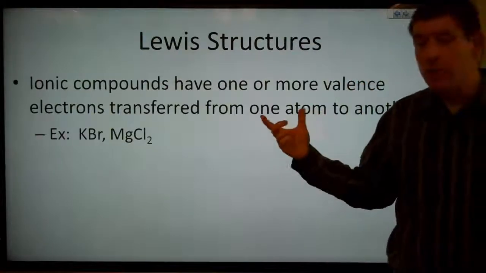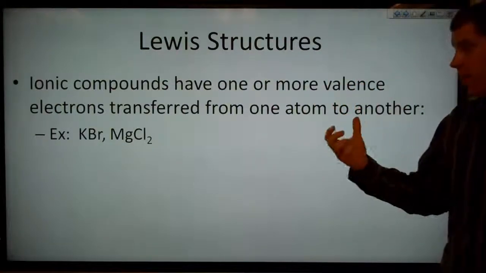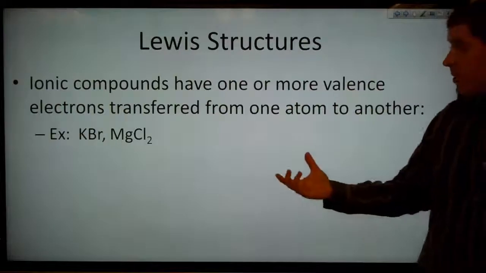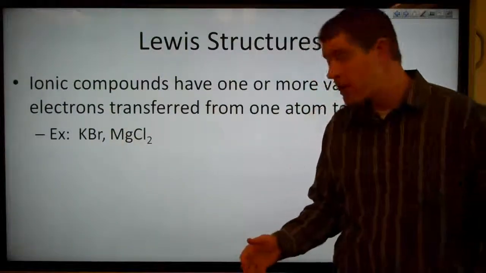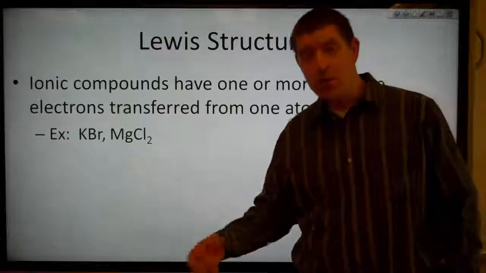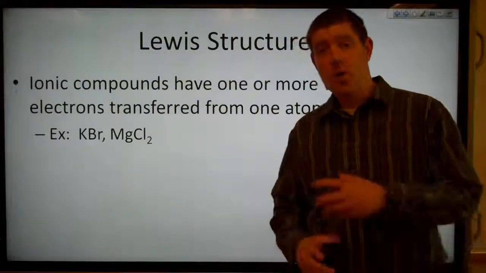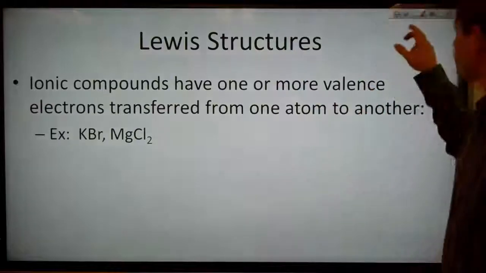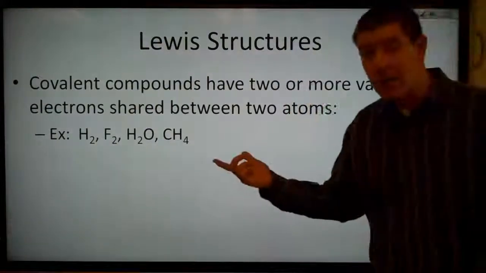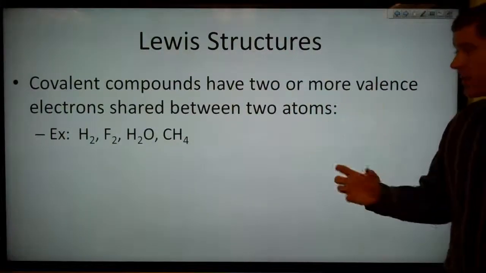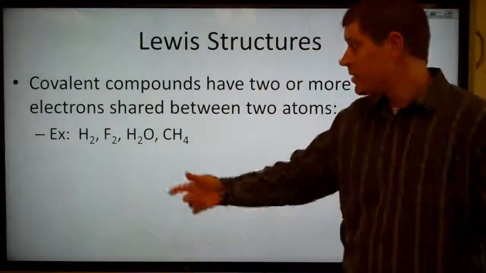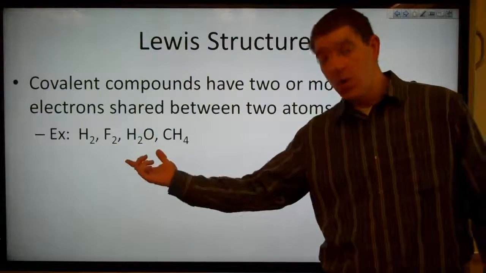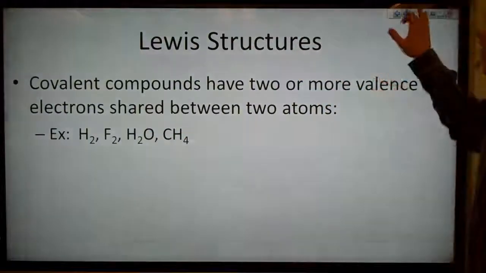Now ionic compounds, remember, have one or more valence electrons transferred from one atom to another. So this is things like potassium bromide, where the potassium has lost an electron and the bromine has gained an electron. Magnesium chloride, where the magnesium has lost 2 electrons, 1 to each of 2 chlorine atoms. Covalent compounds, on the other hand, have 2 or more valence electrons that are shared between atoms. So these are things like hydrogen gas, or fluorine gas, or water, or methane.